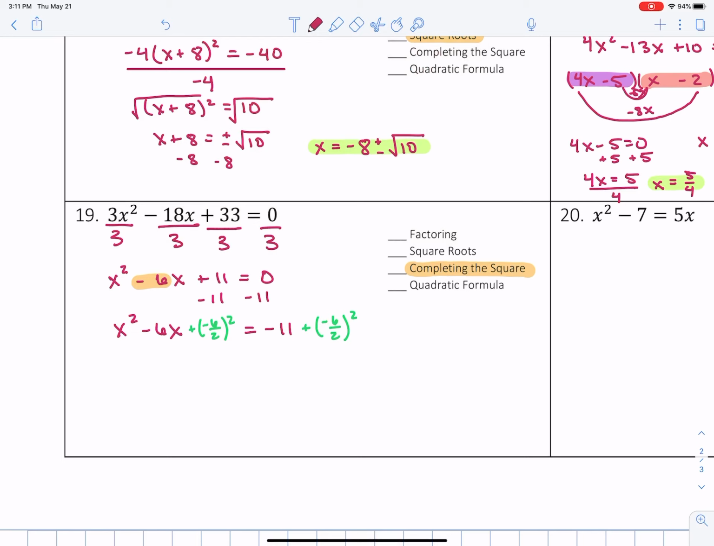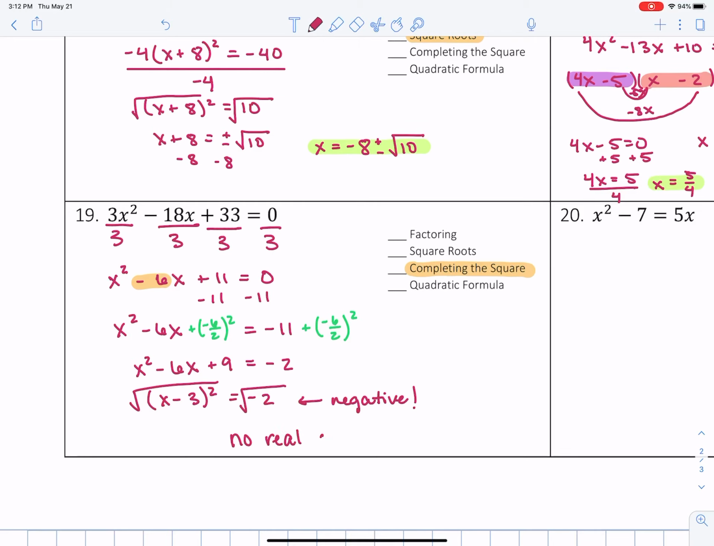Do some mental math for yourself. We have x squared minus 6x plus 9, negative 2. So x minus 3 squared is equal to negative 2. But when you take the square root of this negative, you run into a problem, which is that you have no real solutions. Hint, hint, see you in Algebra 2 when we talk about that.